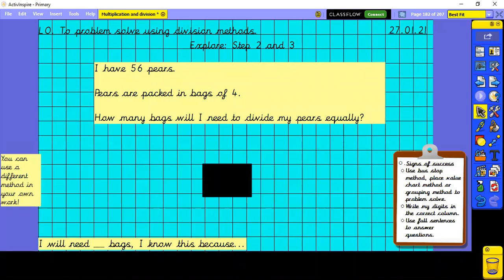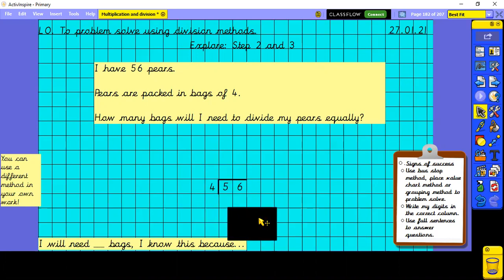So at the end of this input, you can do the step 2 and step 3 of the worksheet. So again, I'm going to read a problem and I want you to think about what calculation you need to do. So I have 56 pears. Pears are packed in bags of 4. How many bags will I need to divide my pears equally? So pause the video and think about what calculation you would need to do to solve this problem. And if you feel confident, have a go. Go ahead and do the method of your choice to solve this problem.